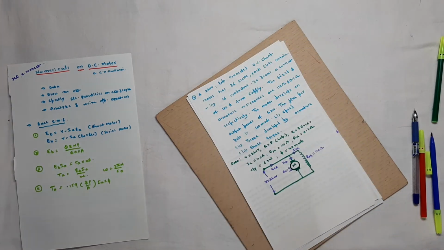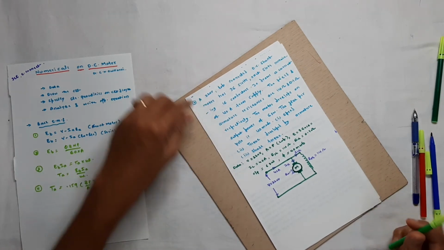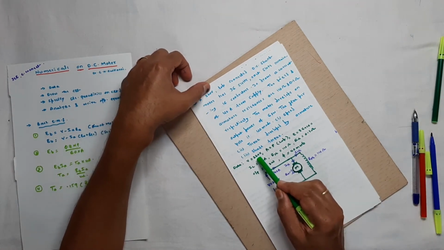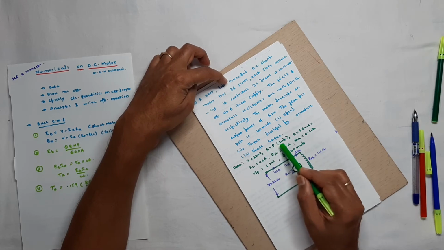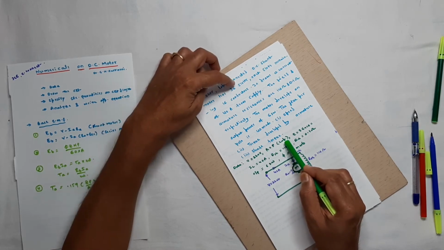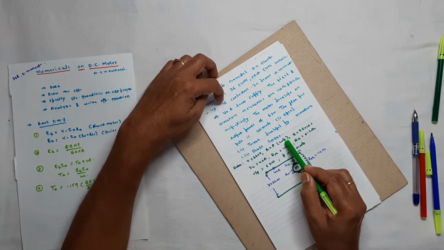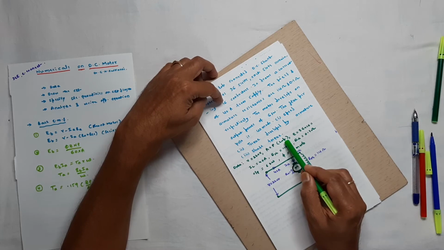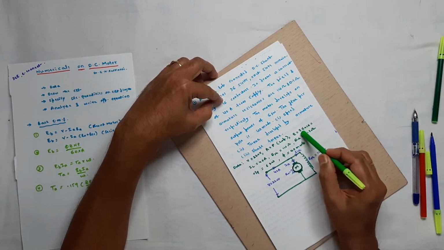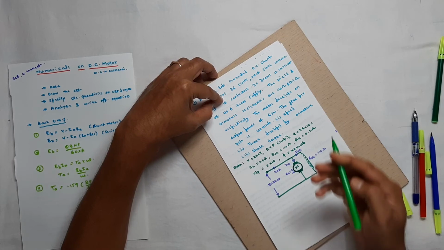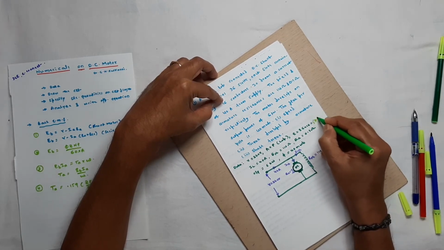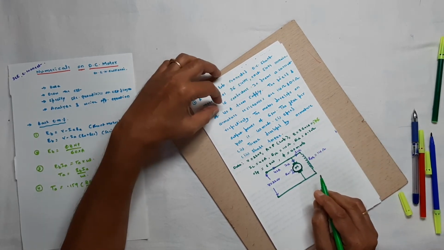Then the second numerical is a similar type. You look into the numerical here. It is 220 volts, that is applied voltage, lap connected, therefore A is equal to P. DC shunt motor has 36 slots, each slot containing 16 conductors. 16 conductors means he is not given directly the conductors. You have to find out the total number of conductors. 36 slots with 16 conductors per slot, therefore the total number of conductors is 576.